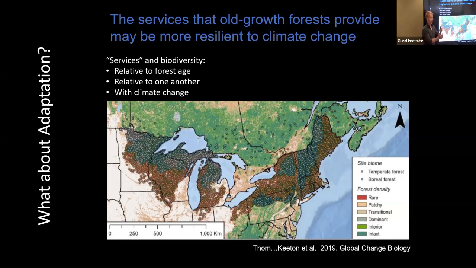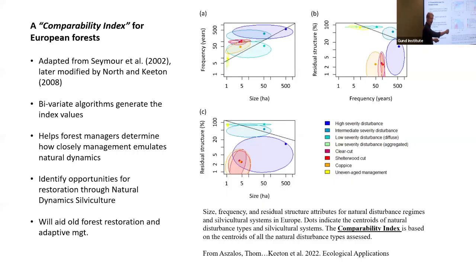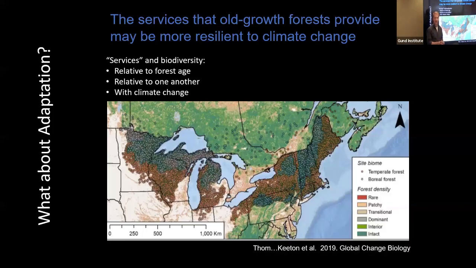We have silvicultural systems that have been tested in both North America and Europe. We have quantitative guides to help forest managers figure out how to do this. So this idea of old growth restoration is no longer theoretical the way it was in the 1990s when this was first proposed. We've actually done it. People are doing it. So that's promising, very promising.